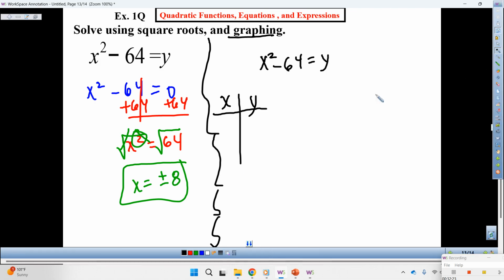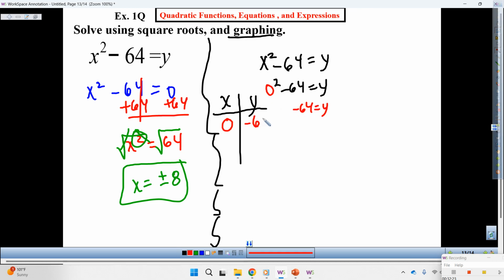What do I do first? Very good. Is it in standard form? Yes. What do I do next? Change the x to 0, or we substitute 0 for x. So let's see, 0 squared minus 64 equals y. Therefore, that's still 0, and that leaves us with negative 64 equals y. There it is. What do I do next? Talk to your neighbor, and Mario, you're going to pass it to someone.